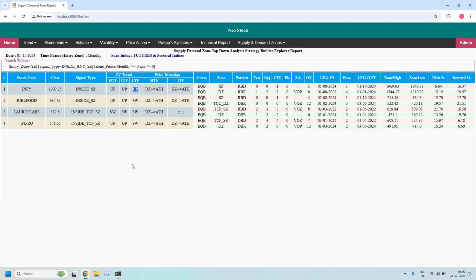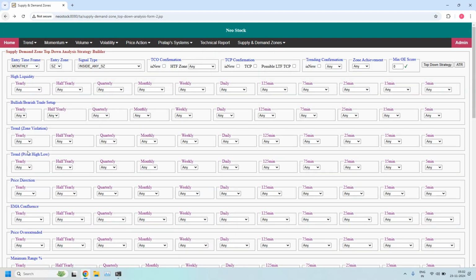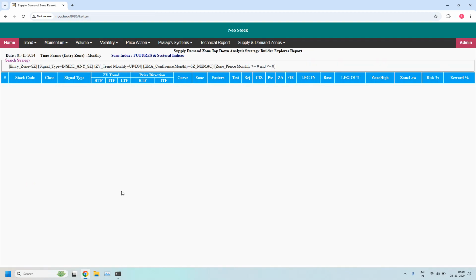Let us check if any is having monthly EMA Confluence. So in the zone violation trend, monthly time frame, it should be up or down trend, not sideways, because EMA Confluence makes sense only in the trending market, not in the sideways. So EMA Confluence, monthly time frame, monthly supply zone having monthly EMA Confluence. We did not get any stocks. Okay, this is about the monthly time frame.